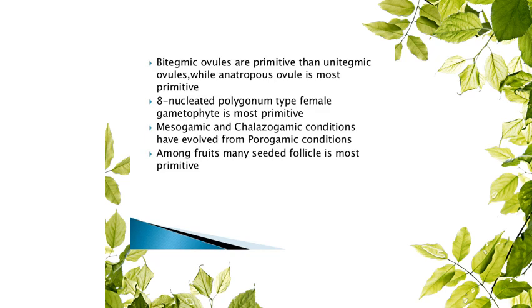On the basis of these structures, he classified the plants into primitive or ancient and modern plants, creating a differentiation between them. Mesogamic and chalazogamic conditions have evolved from porogamic conditions. Among fruits, many-seeded follicles are most primitive. These are all anatomical and morphological bases related to the reproductive part of the plant, especially the flower. On the basis of these attributes and characteristics, he differentiated the plants into a primitive form or a modern form.